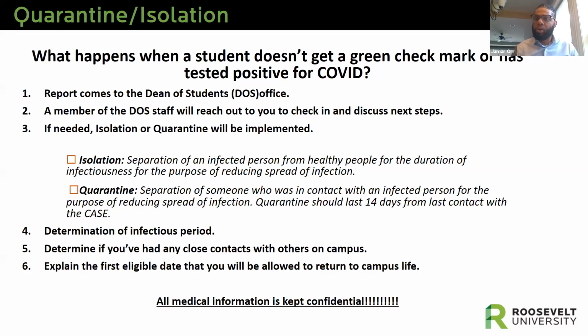We'll be talking more about what that looks like a little bit later. In addition, after we've determined if isolation or quarantine is warranted, we'll also be talking with you to determine the period of infection. This will help us in determining who you may have been in close contact with so that we can work with them to determine if they need to quarantine or isolate as well.